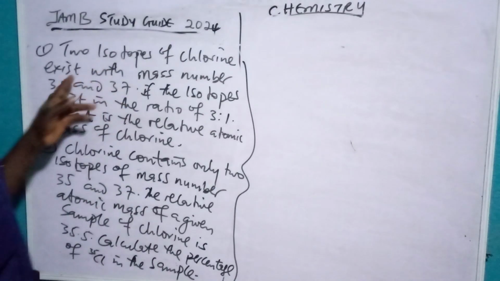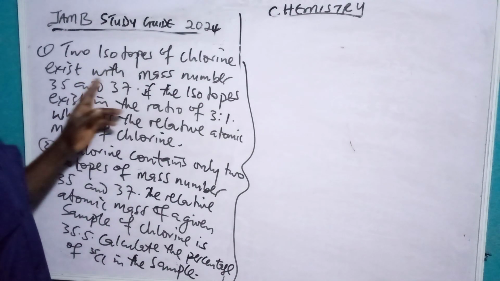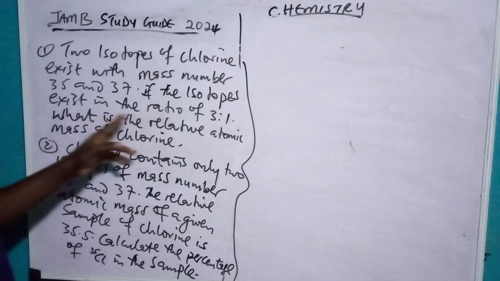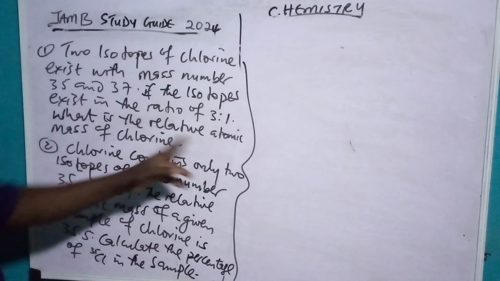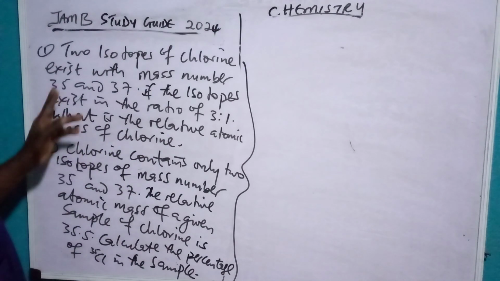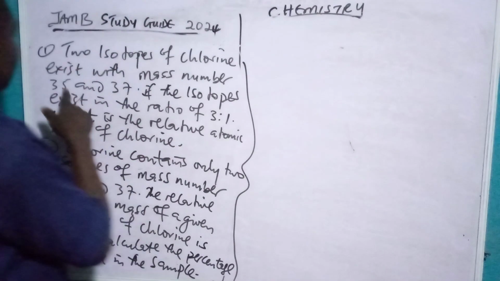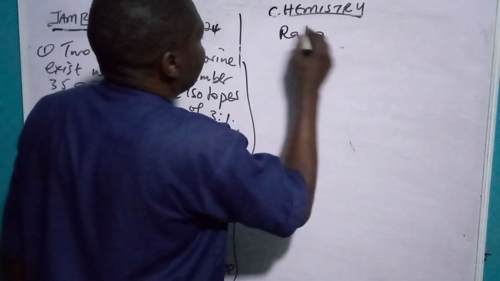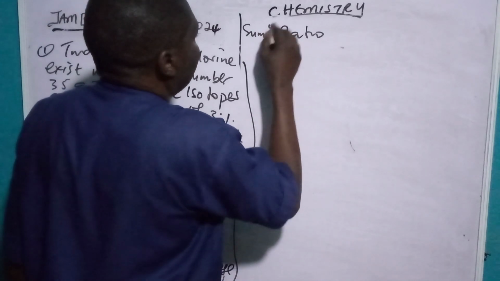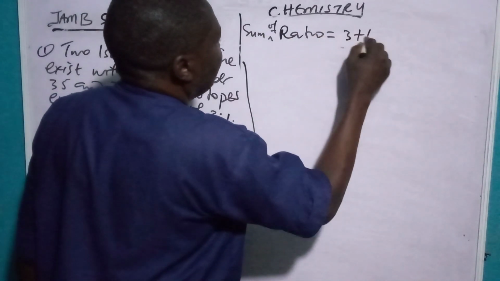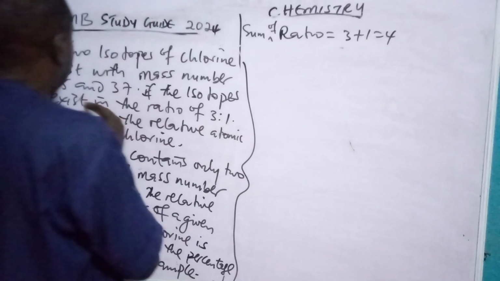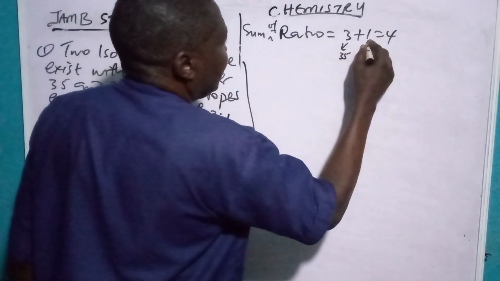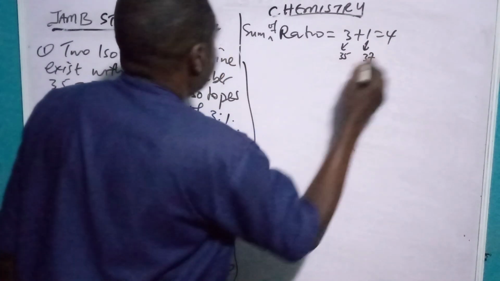The first calculation goes thus. Two isotopes of chlorine exist with mass numbers 35 and 37. If the isotopes exist in the ratio of 3 to 1, what is the relative atomic mass of chlorine? Remember, when you are doing it, you see the first one, 35, 37. First of all, you see the ratio. The sum of the ratio equals 3 plus 1, which is 4. Then the first one, the way they appear, is 35, while the second one is 37.